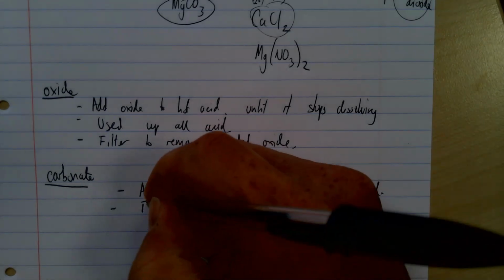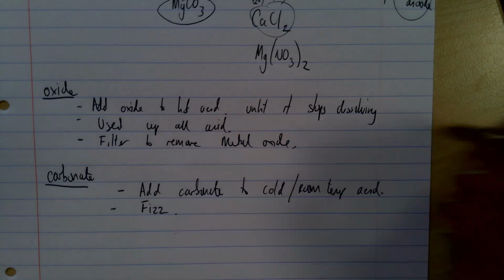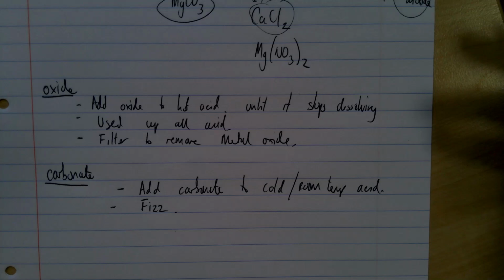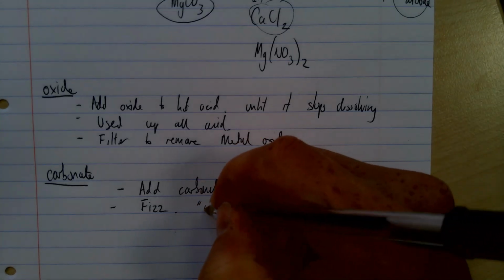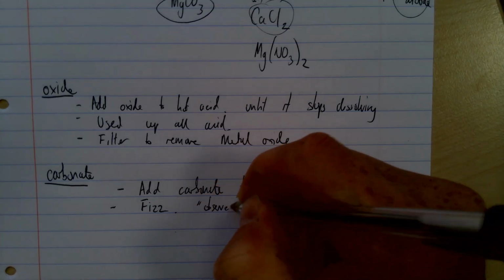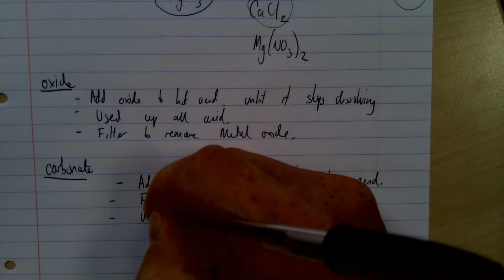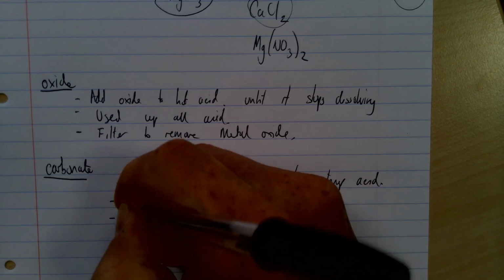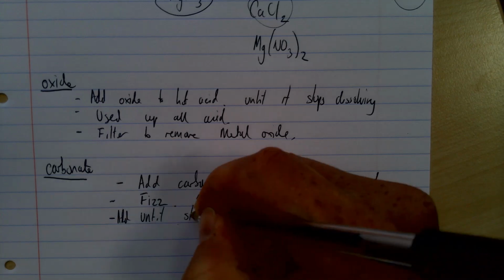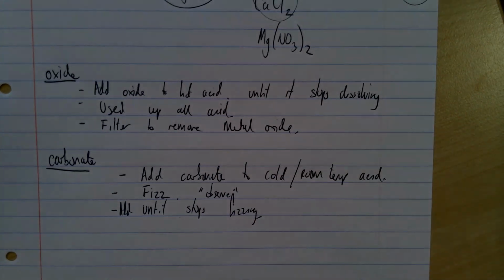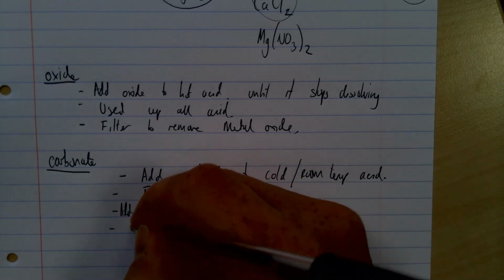With the carbonate, because carbon dioxide is being produced, we'll see it fizzing. So if you're asked what the observations are, say what you see. You'll see the fizzing, so that's an observation. And you keep adding until it stops fizzing. And then after that it's the same, so filter.